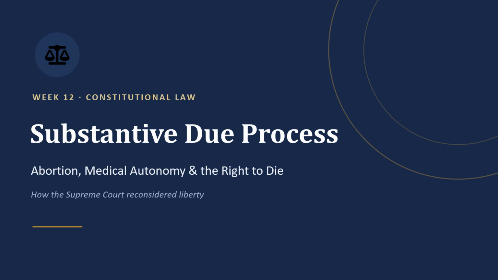All right, so this lecture is a continuation of substantive due process. Now, in the last one, we traced how the Supreme Court built an enumerated right to privacy case by case out of the Due Process Clause. In this one, we're going to follow that doctrine to its most contested applications, and that's the right to end a pregnancy, the right to refuse medical treatment, and the question of whether a terminally ill patient has a right to end their own life with a physician's help.